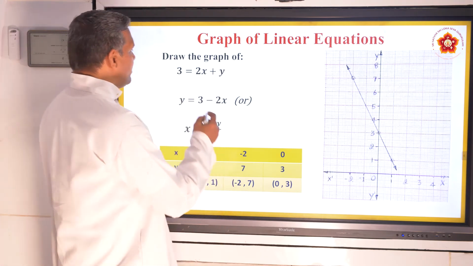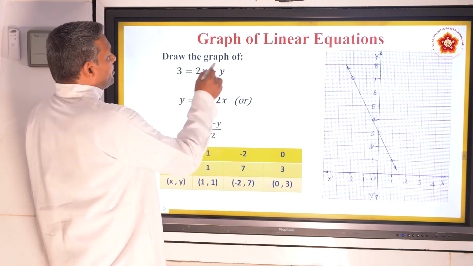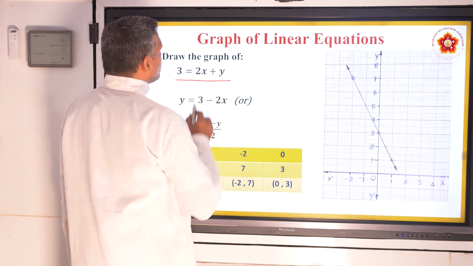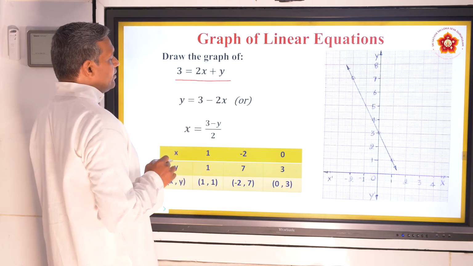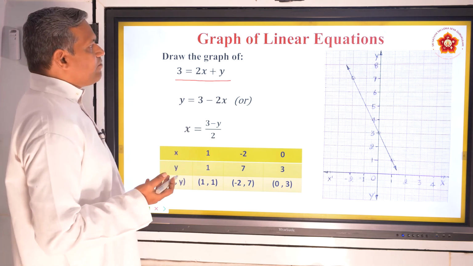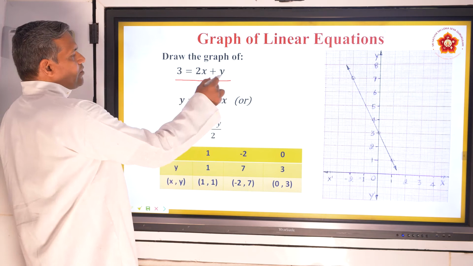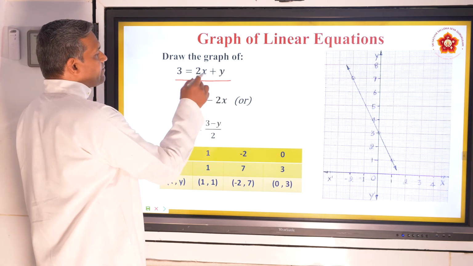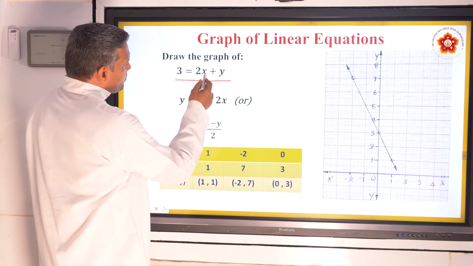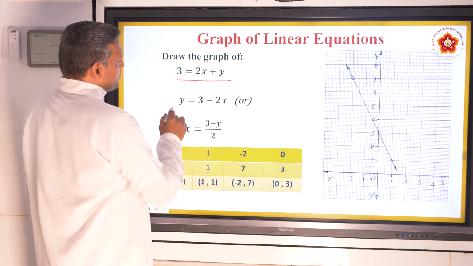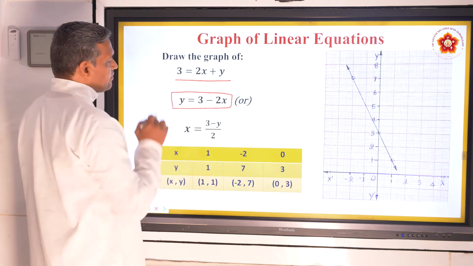Okay. Here, what is the given equation? Draw the graph of equation 3 is equals to 2x plus y. So this I need not bring to standard form. I don't require it. Just I need, out of these two, who has the free hand? Y has free hand. So what I'll take: y is equals to 3 minus 2x. This is sufficient for me.